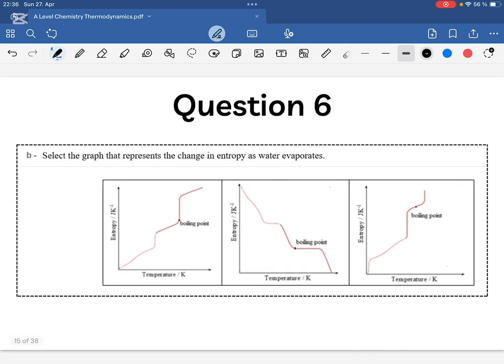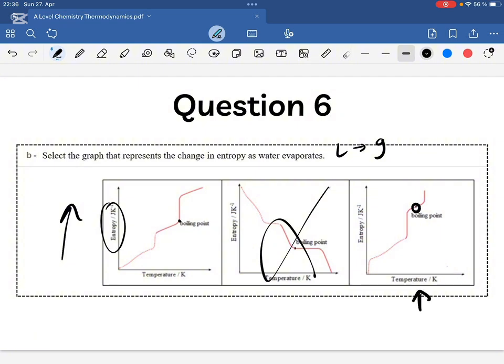Now select the graph that represents the change in entropy as water evaporates. Now, as water is going from liquid to gas, the entropy is going to increase. So it's definitely not this one. And we need to remember that there will be a very high increase in entropy at the boiling point or at the melting point. And over here, as we can see, there's no increase. Over here, there's a very large increase, greater than the one that's over here. So this is the correct graph.